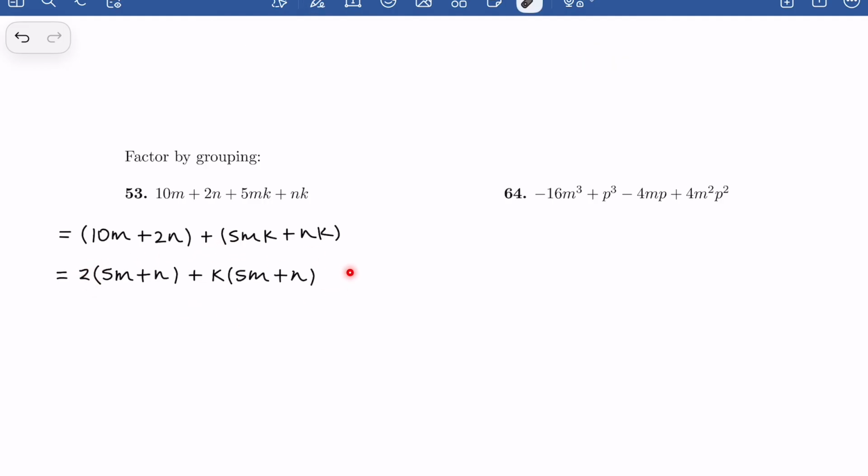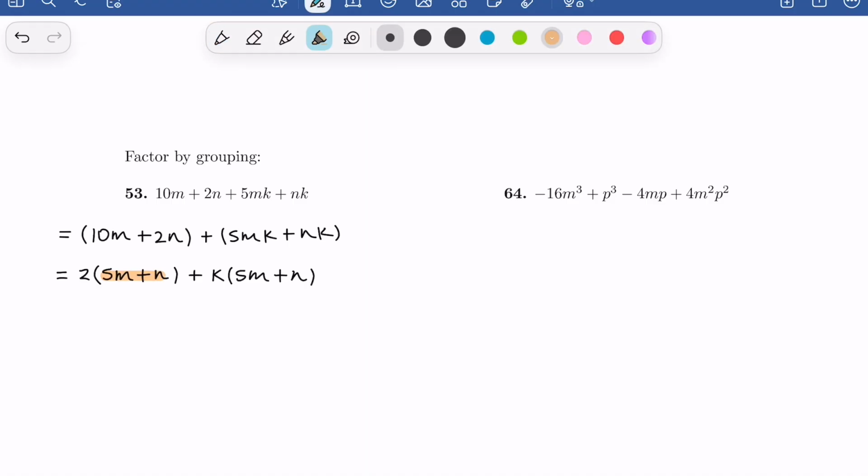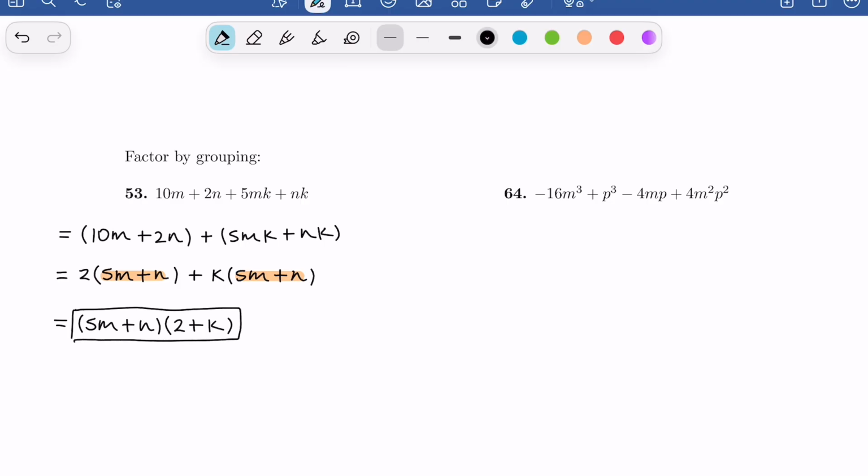Now our third step is going to be to factor this entire polynomial, because notice both of our remaining terms share a common factor of 5m plus n. So what we'll do is we'll pull out that common factor. We're going to have 5m plus n, and what we're left with is 2 plus k. So this would be our final answer here. This is how we would factor that polynomial by grouping.